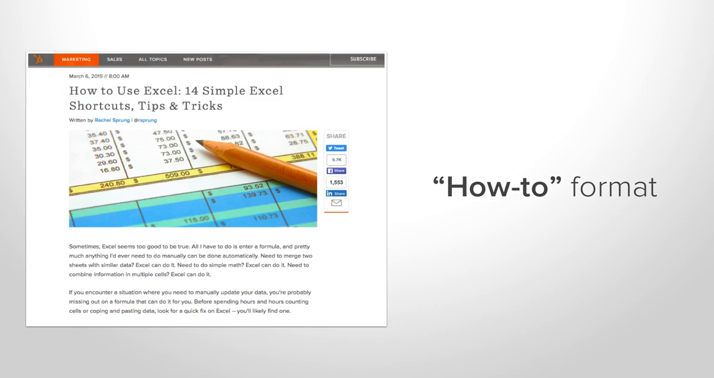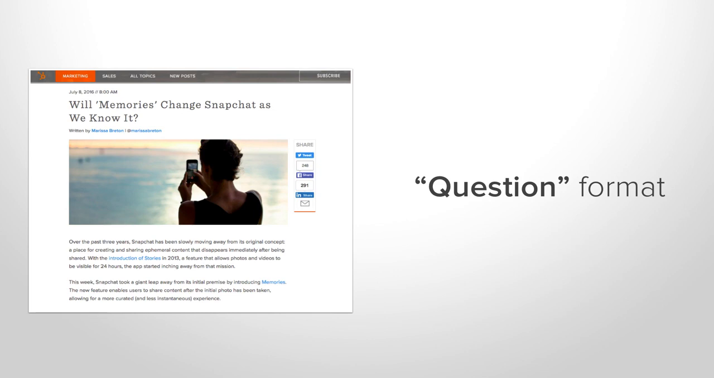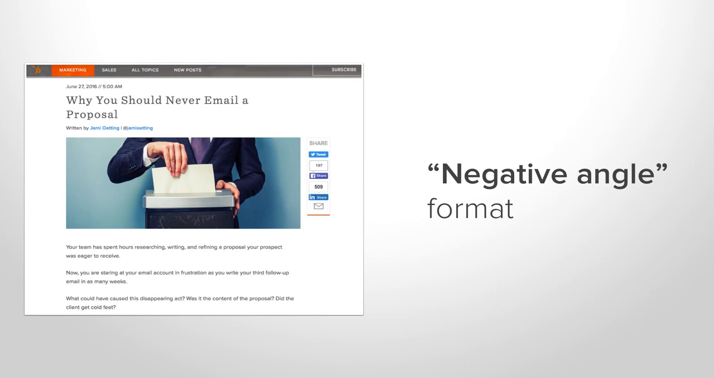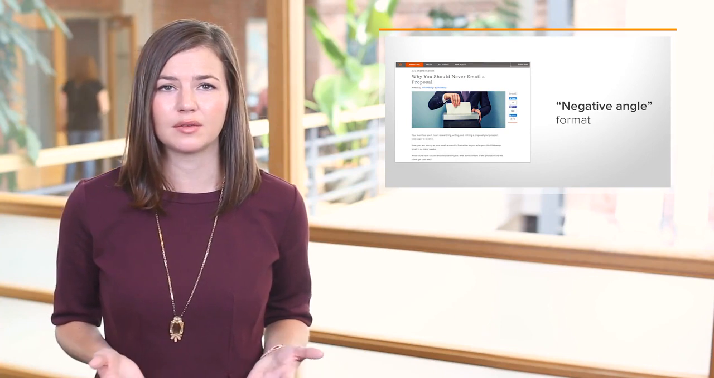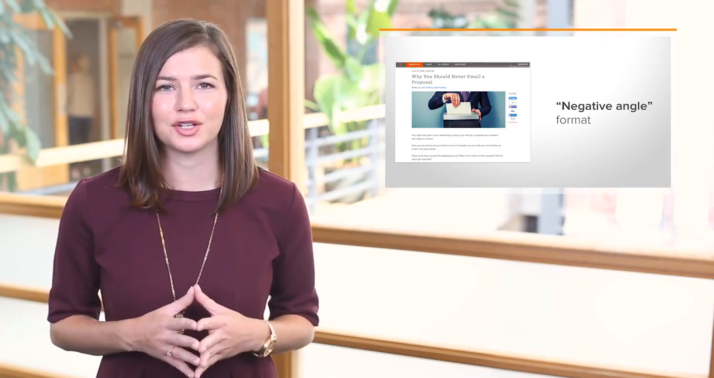There's the how-to format, which teaches the viewer how to do something. The list format, which usually follows the format of X ways to or examples or tips. The question format, which piques the interest of a reader, promising to answer a compelling question. The negative angle format, which accuses the reader of doing something incorrectly or failing to do something. But remember, the copy should always provide a solution or the answer to your question.